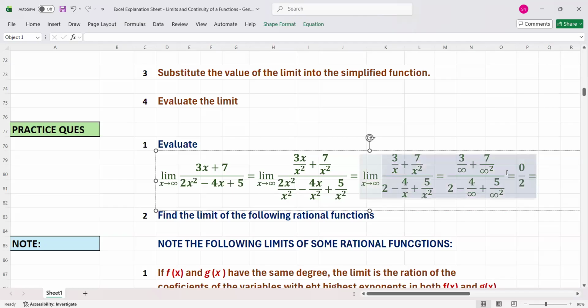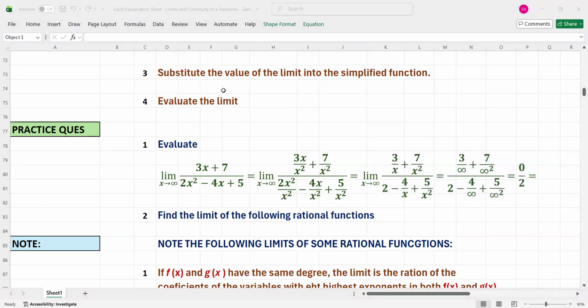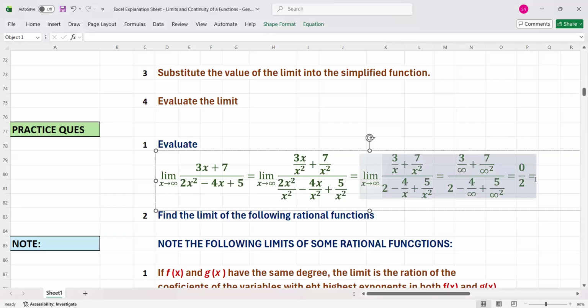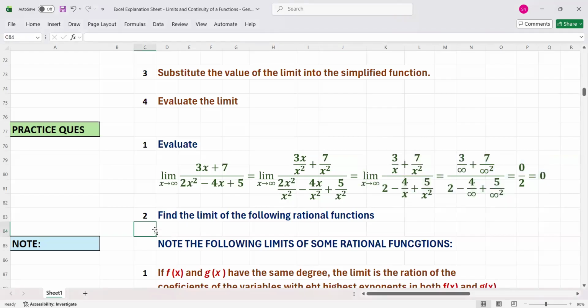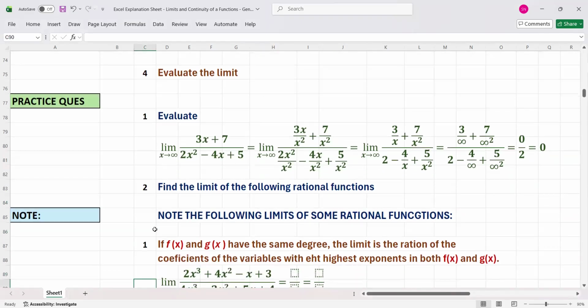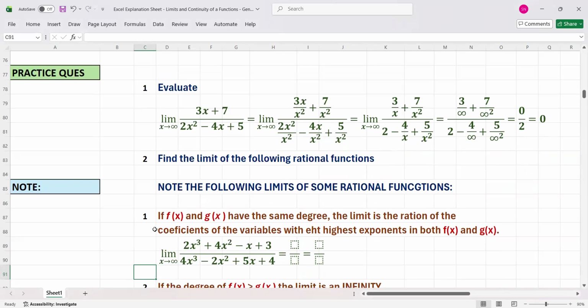So this is the limit as x approaches infinity. So 0 divided by 2 should be what? Is it not 0? Hello? 0 divided by 2, is it not 0? Yes, sir, it's 0. Okay, so this whole function, after simplifying it, should go to 0. So this is what makes these rational functions behave like that.